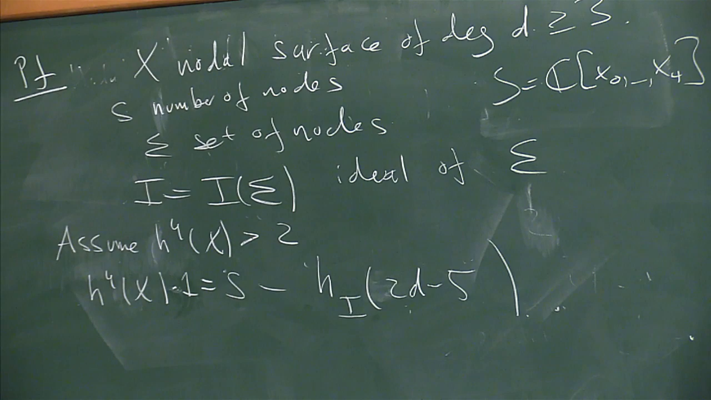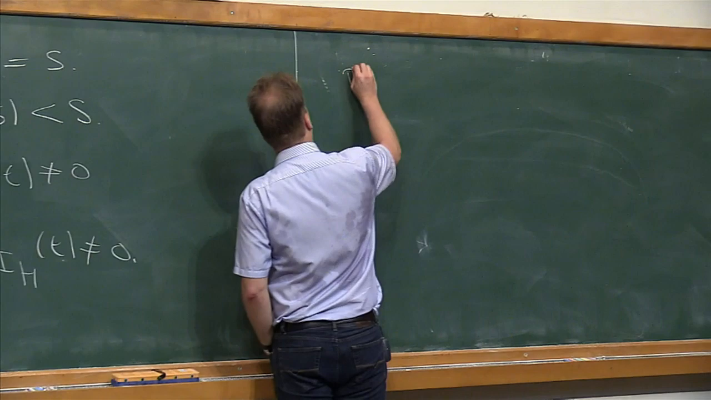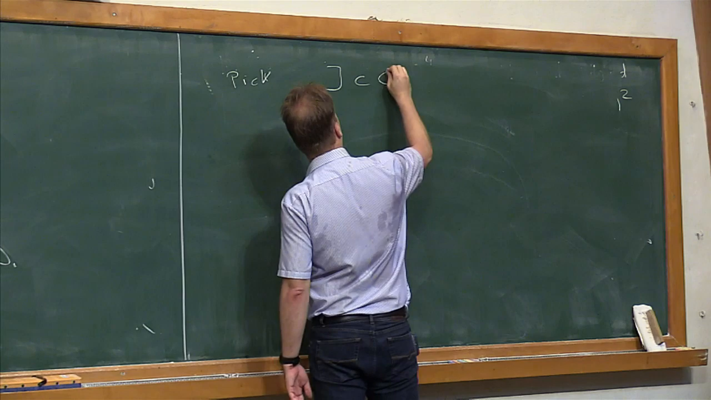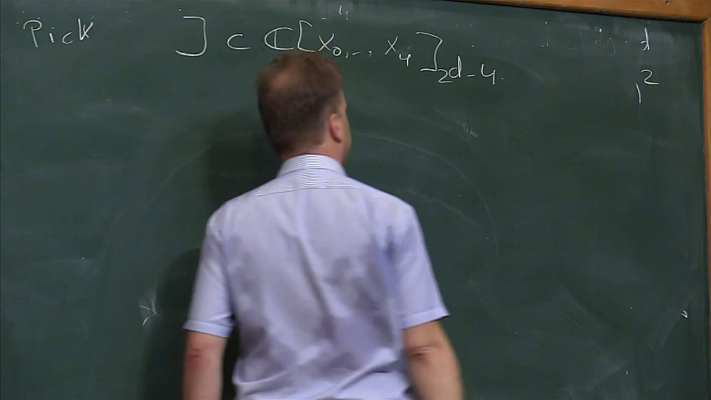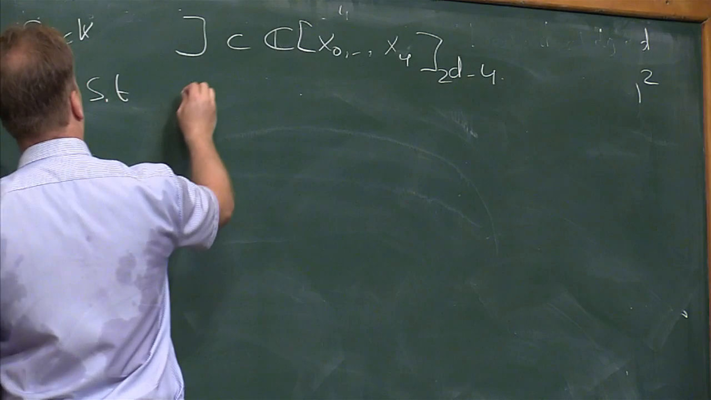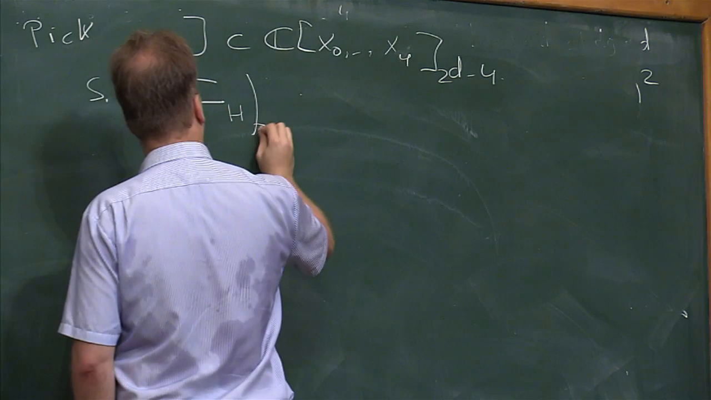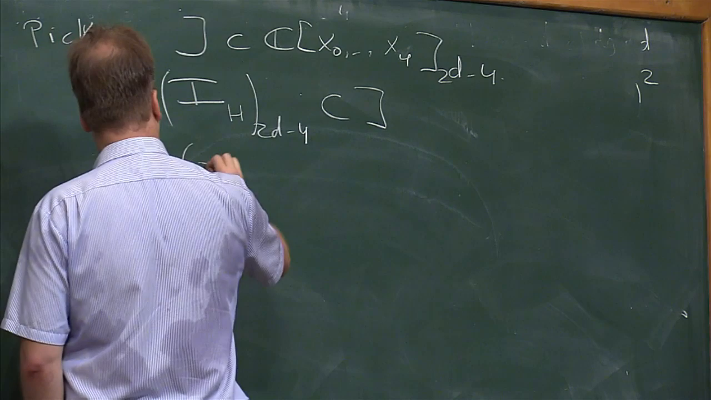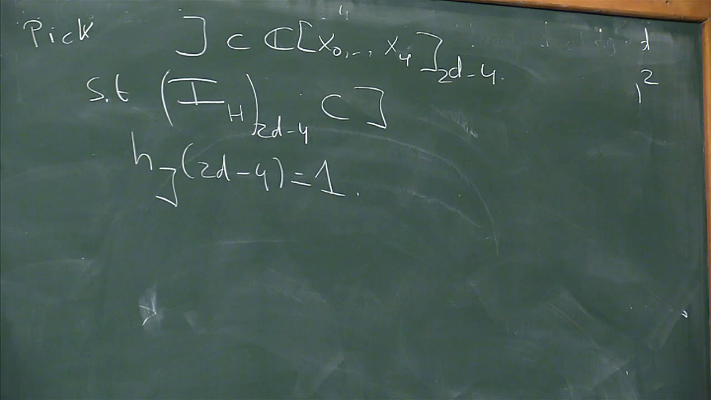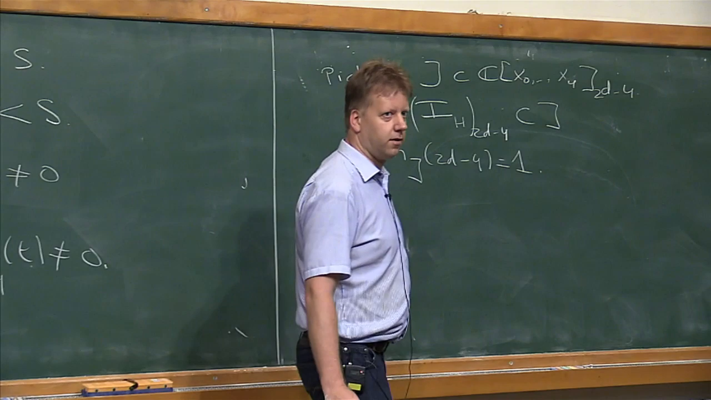So what can I do now? So pick a subspace J inside C[X0,...,X4] in degree 2D minus 4, with two properties, such that the 2D minus 4 part of I_H is contained in J, and the Hilbert function of J in degree 2D minus 4 has co-dimension 1. So we know that I_H in degree 2D minus 4 is not everything. So I can always find such a space. Good.